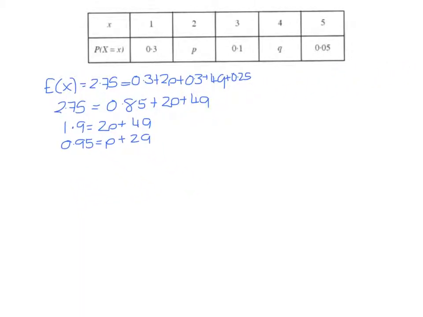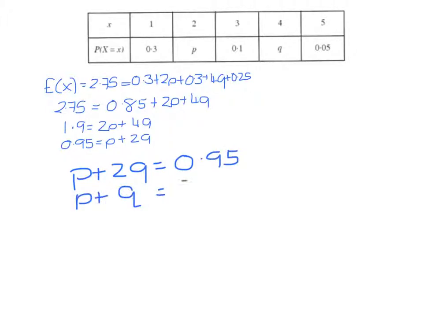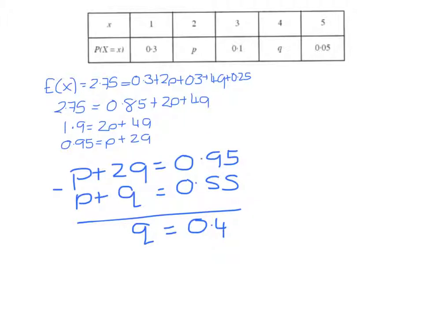That means I now have two equations and two unknowns. I have p plus 2q equals 0.95, and I know that p plus q equals 0.55. So if I subtract those, p take away p is nothing, 2q take away q is q, and 0.95 take away 0.55 is 0.4. And if p plus q equals 0.55, then p must be 0.15.